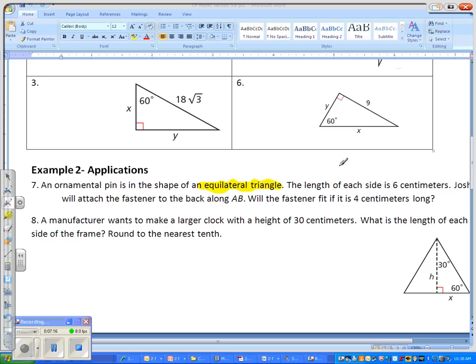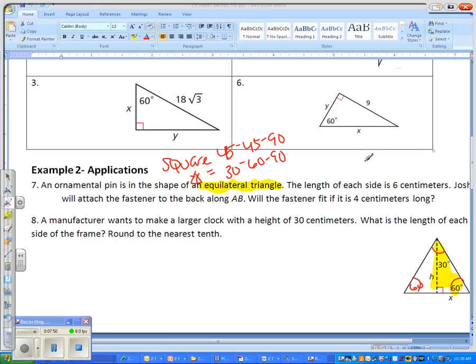Remember, whenever you see the word square, we associate it with the 45, 45, 90 triangle. With an equilateral triangle, you will always associate it with 30, 60, 90 triangle, because when you cut an equilateral triangle in half, you get a 30, 60, 90 triangle. Okay, took me 3 times, but I got it.